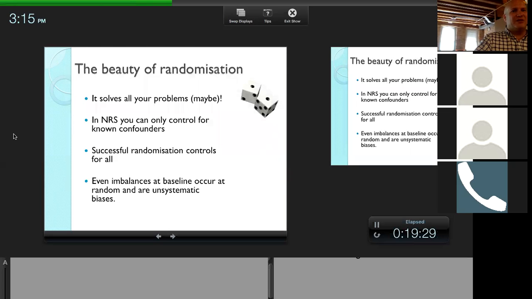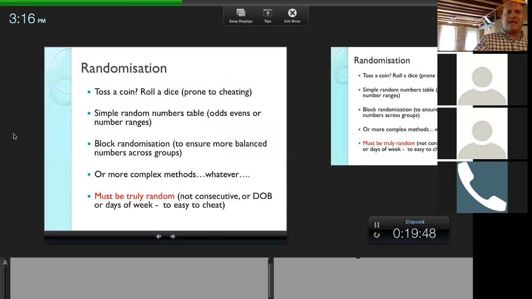In non-randomized studies, you can only control for the known confounders. Successful randomization should control for all. And even when there are imbalances at baseline, they're not systematic biases, they've occurred at random. How do you do it? Well, the old school way is to toss a coin, roll a dice. Of course, that's pretty prone to cheating. It's very easy to cheat with those things.